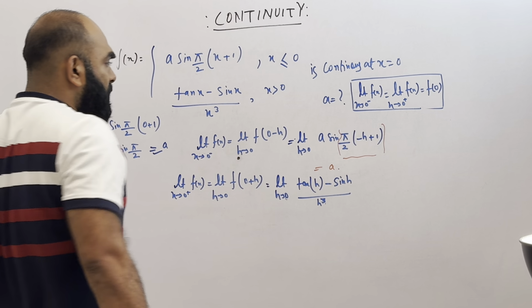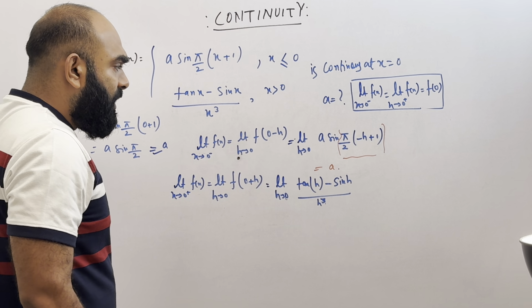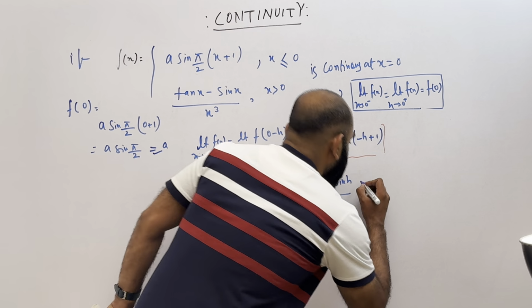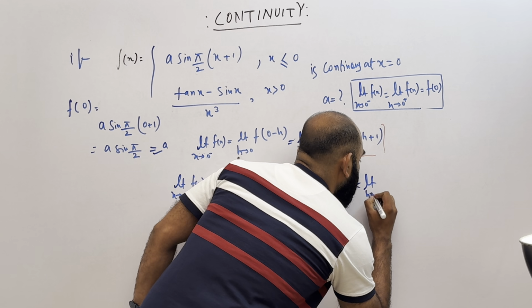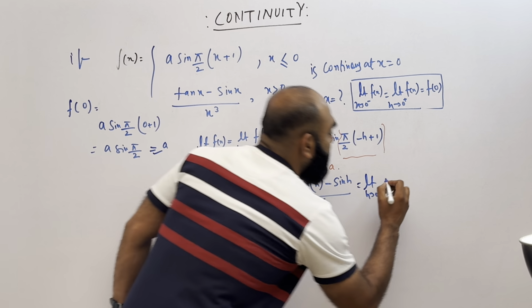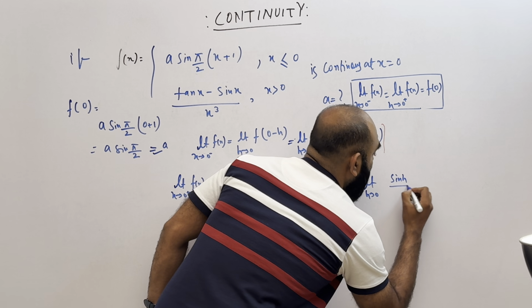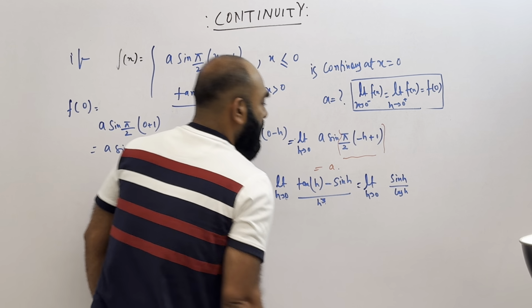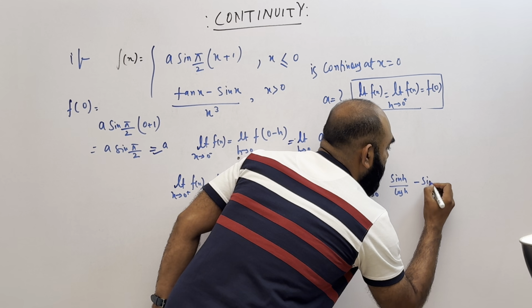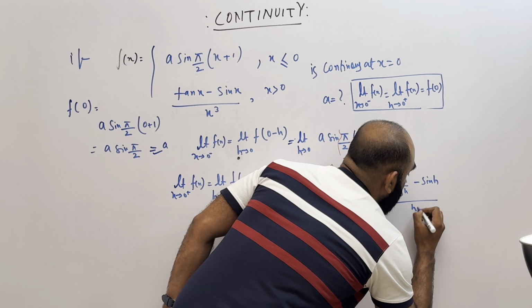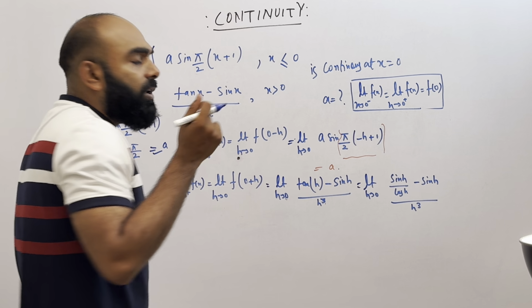Sir, you can easily solve this one. How will I easily solve it? Sir, this can be written as limit h tends to 0, and tan h can be written as sin h by cos h, minus sin h, and divided by h cube. Any problem, sir? I don't have any problem.